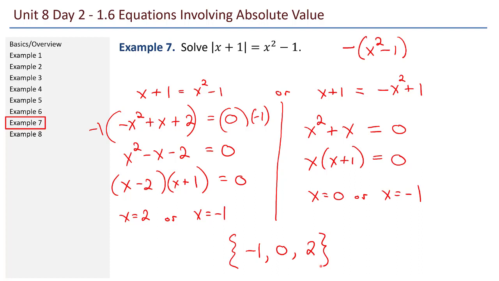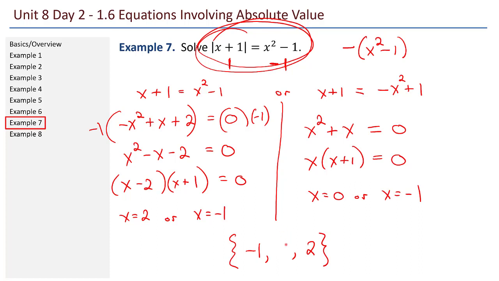It turns out one of those is an extraneous solution. Do you see? 0. What would happen if I put 0 back into my original equation? If I put 0 in for x, then I just have 1 on the left. And if I put a 0 in for x on the right, I get negative 1. Well, those are clearly not equal. So it does happen occasionally with absolute values that we need to double check our solutions and watch out for extraneous solutions, things that just don't work.